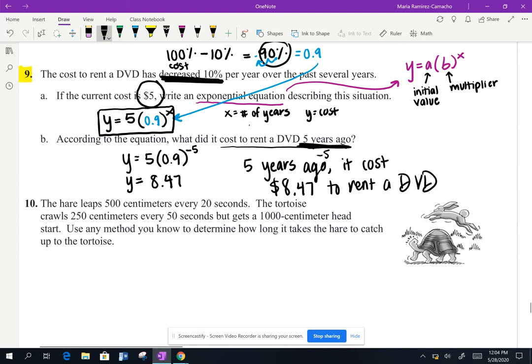It makes sense that the price is higher before than it is now. Before, 5 years ago, it was $8.47, and now it's only $5. And again, that's because we're decreasing 10% each year. Okay, and that is all that we need to do for this problem.